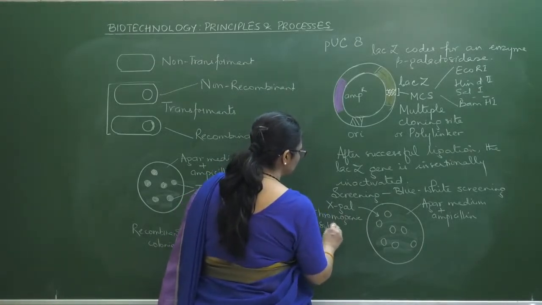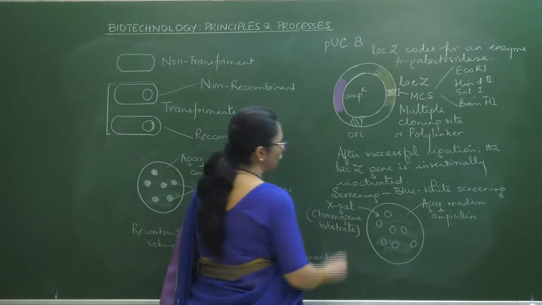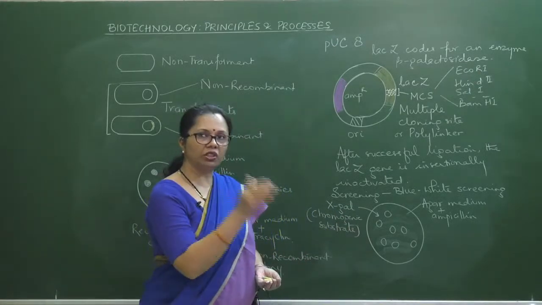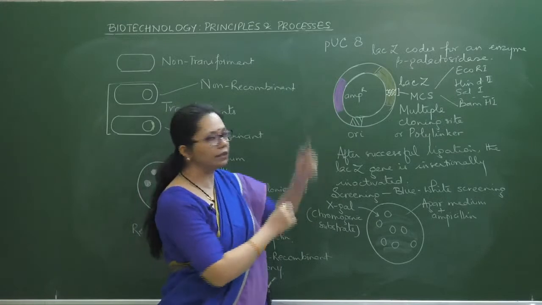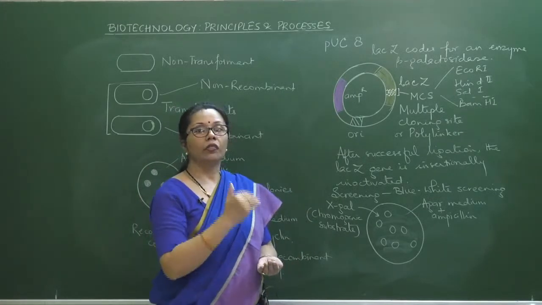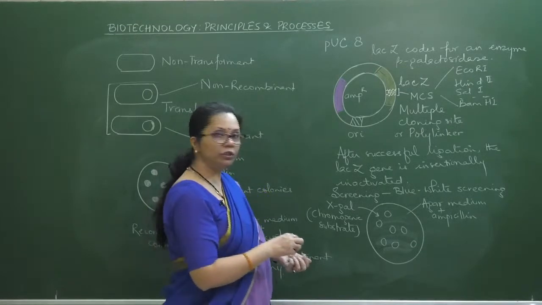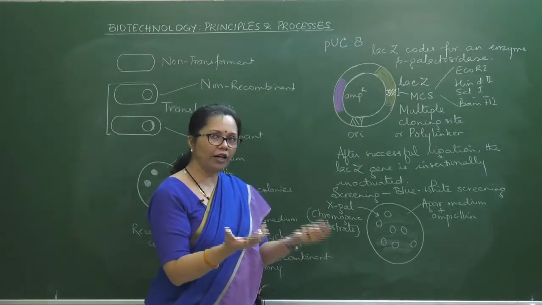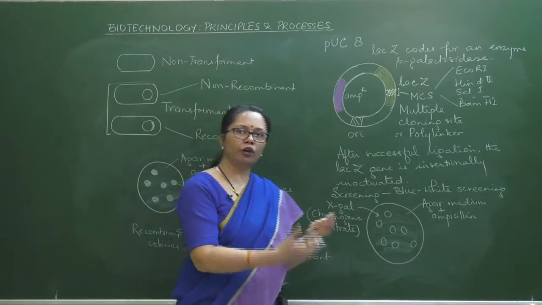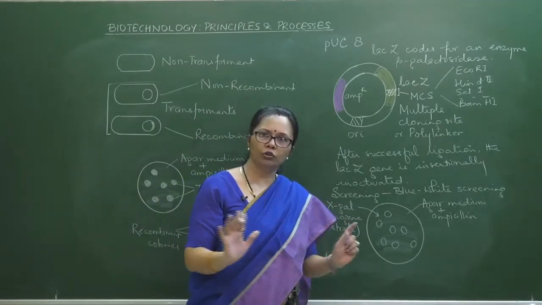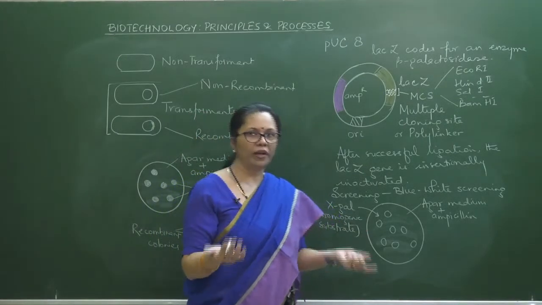Chromogenic substrate. Why chromogenic? Because when this substrate is acted upon by the enzyme beta galactosidase, the product which is formed is blue in color. Otherwise, if it is just lactose, the products formed, galactose and glucose, are also white, and lactose is also white, you know that.